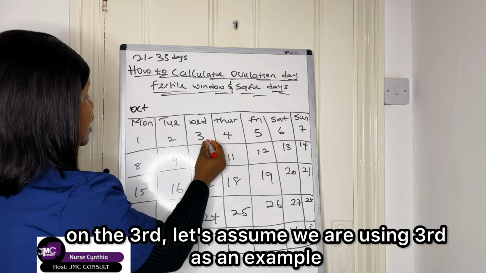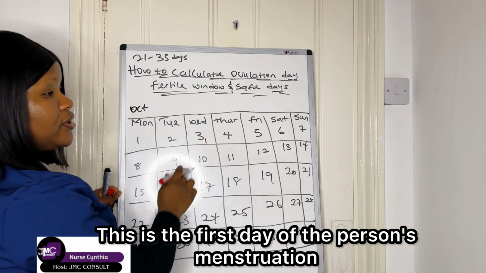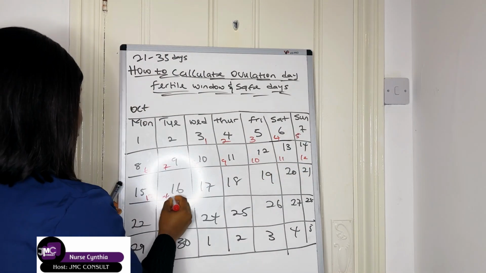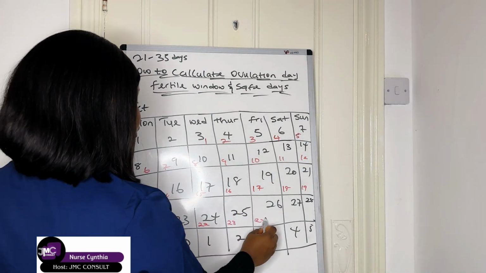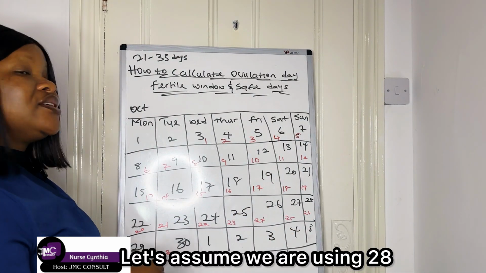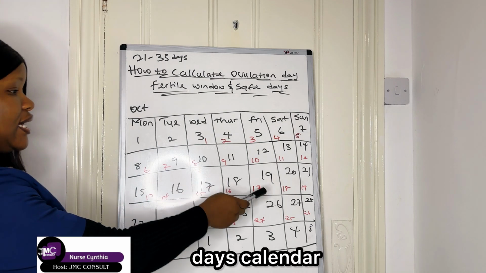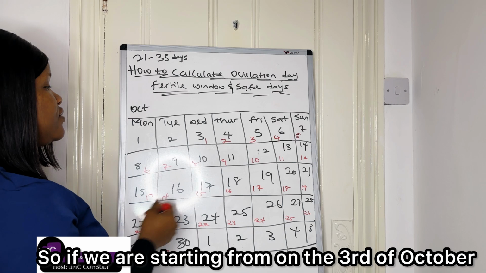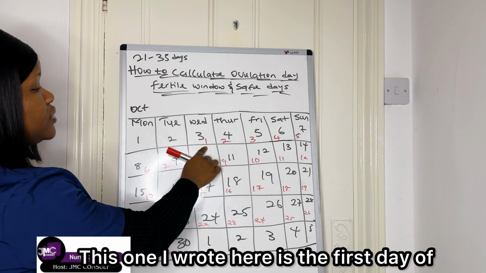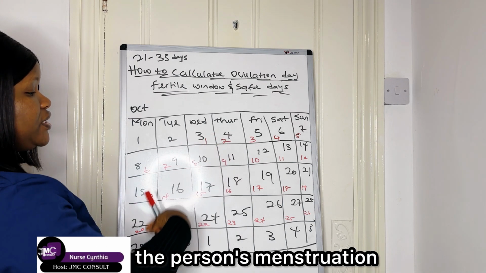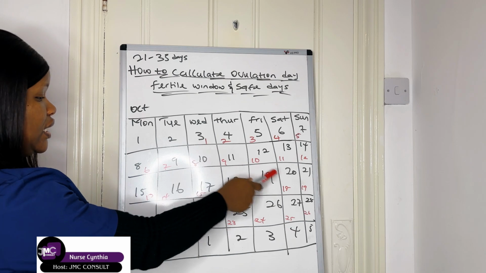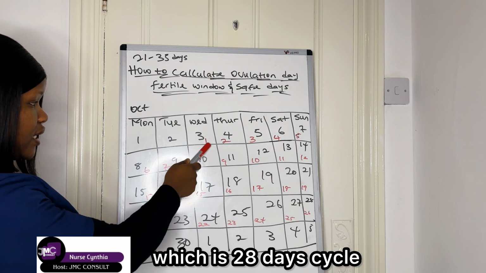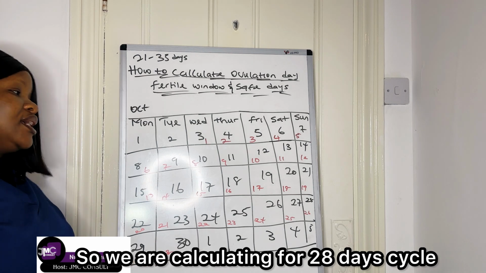Let's assume we are using TED as an example. This is the first day of the person's menstruation. Let's assume we are using 28 days calendar and the period began on the 3rd of October. So if we are starting from the 3rd of October, this one I wrote here is the first day of the person's menstruation. Let's assume the menstruation started on the 3rd and then ends on the 30th, which is 28 days cycle. So we are calculating for 28 days cycle.